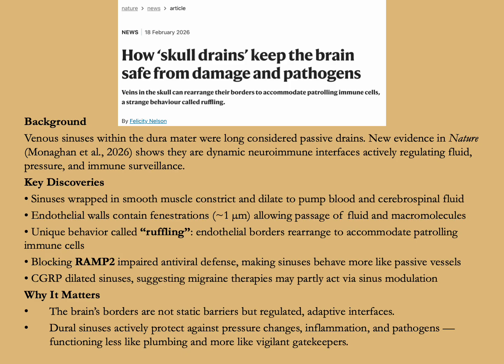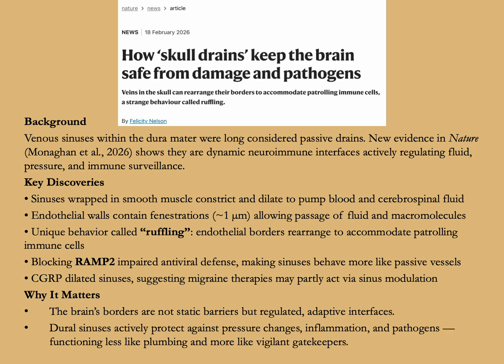There is an accompanying news article in Nature titled How Skull Drains Keep the Brain Safe from Damage and Pathogens. It discusses the key discoveries: that the sinuses are wrapped in smooth muscles, constrict and dilate to pump blood and cerebrospinal fluid. Endothelial walls contain fenestrations about 1 micrometer, allowing passage of fluid and macromolecules.